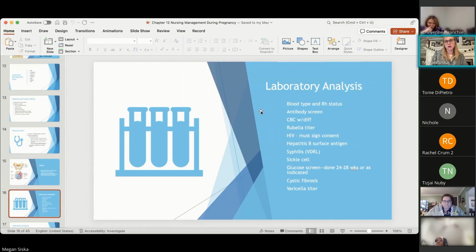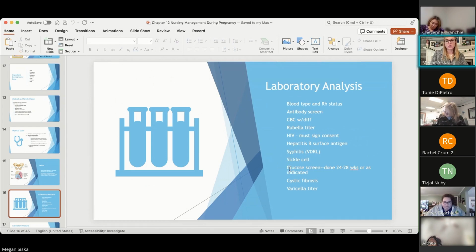So these are pretty standard prenatal labs. The blood type, including the Rh status. So, AB positive, B negative, O negative, whatever it might be. An antibody screen. Do they have antibodies, known antibodies? CBC with diff, rubella. So we want to make sure that they are immune to rubella. HIV, they do have to sign a consent for that. Hepatitis B, do they have immunity to Hep B? Syphilis, sickle cell for certain patients, not everybody gets screened for sickle cell.